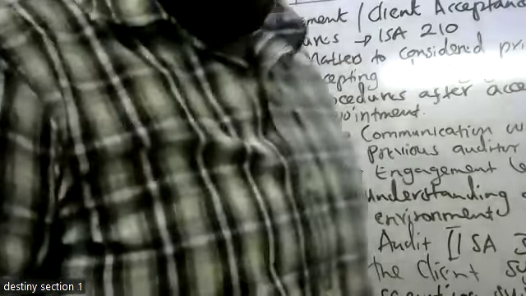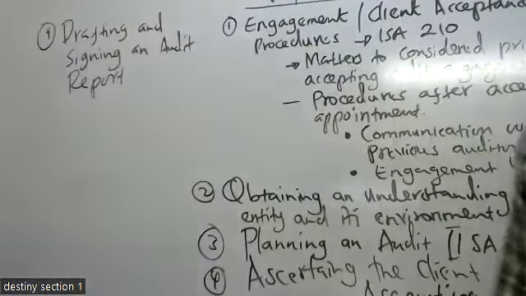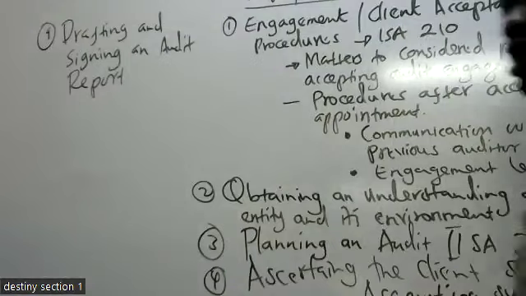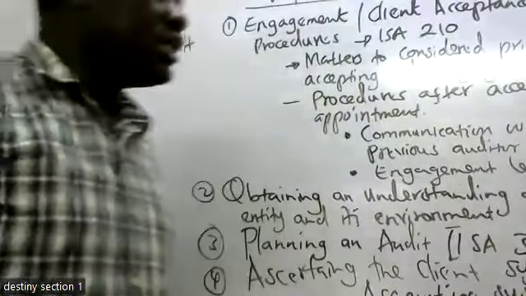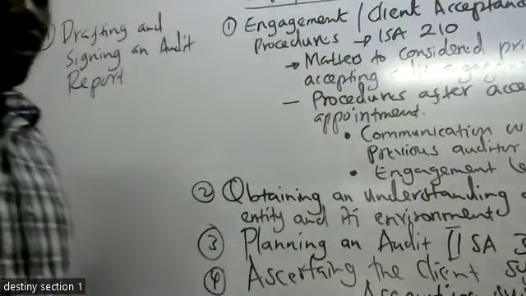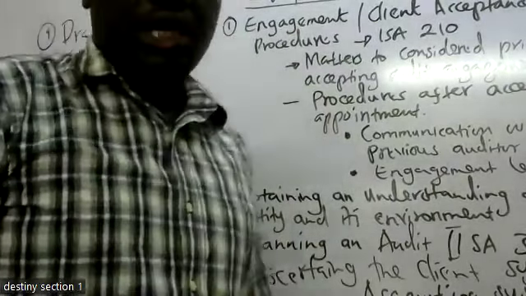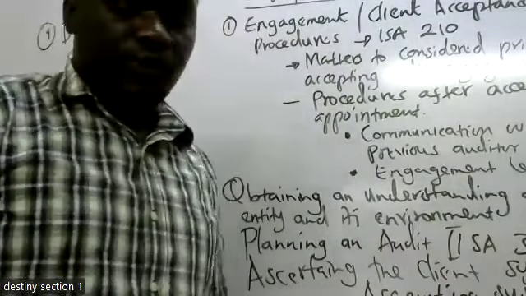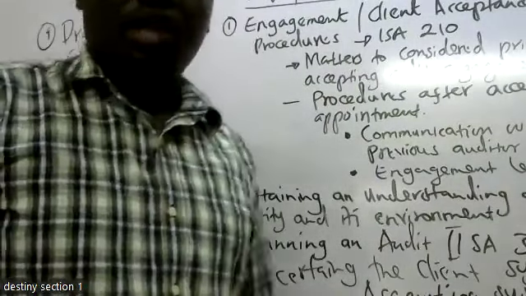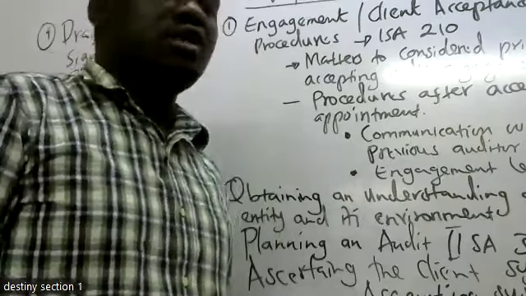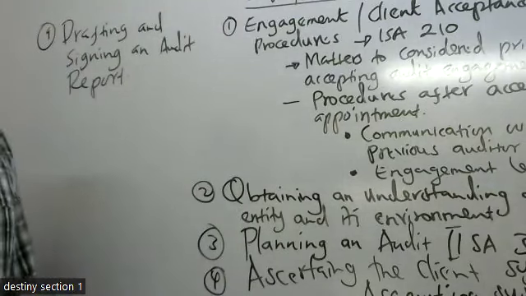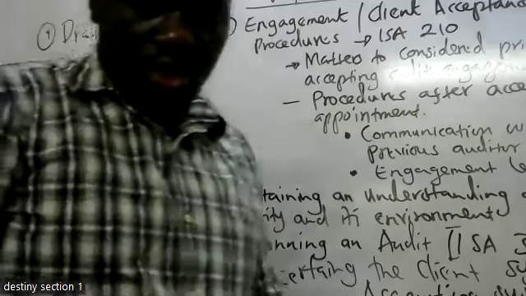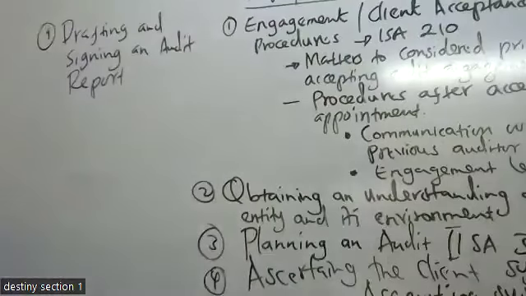by making a report to the owners as part of the statutory requirement, where auditors are required to make what? A report. The law requires auditors to make a report, and in that report they should express an opinion on whether the financial statements reflect a true and fair view, and whether they have been prepared in accordance with the identified financial reporting framework. So that's it, as far as your part of the introduction is concerned.